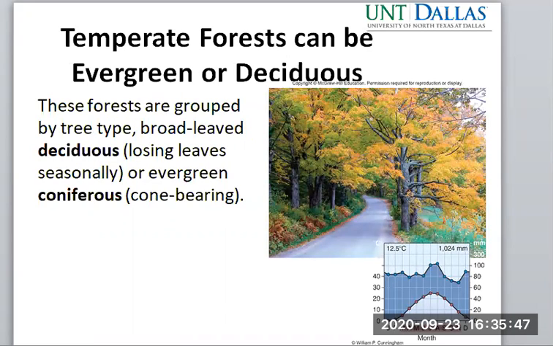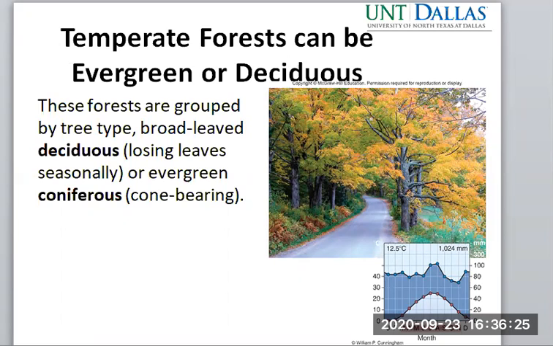Talking about another biome, the temperate forest, they can be evergreen or deciduous. When we talk about deciduous, that means they lose leaves seasonally, and evergreen coniferous means they are cone-bearing. You might have seen those alpine trees, the fir and spruce, they bear cones. So those are the evergreen or deciduous plants. These forests are grouped together by these kinds of tree types, that means the broadleaf deciduous plants and the evergreen coniferous plants.